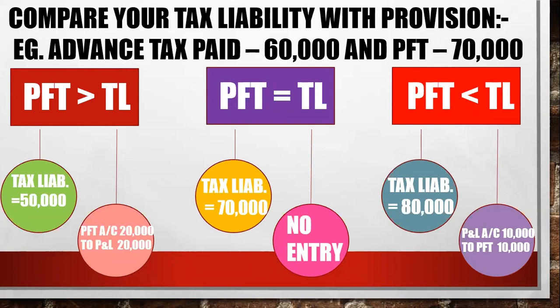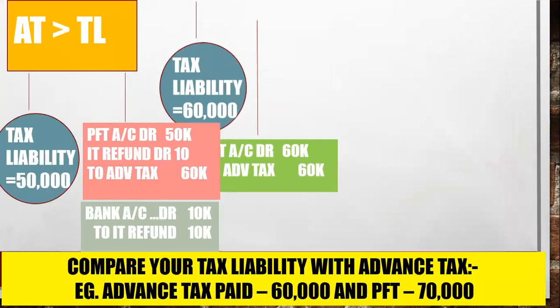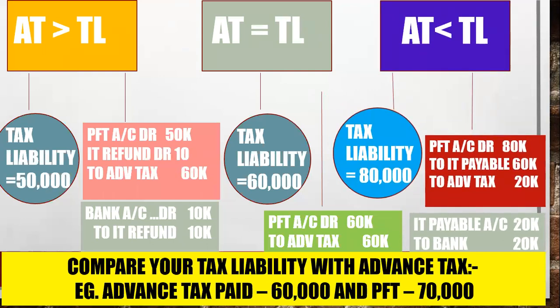Clear that? In the second situation, you have to compare your tax liability with advance tax. So you have to check whether your advance tax is more than, equal to or less than. If you find it less than, you have to pay to the government. And if you find you have paid extra to the government, they will give you the refund. Clear? We'll go ahead.